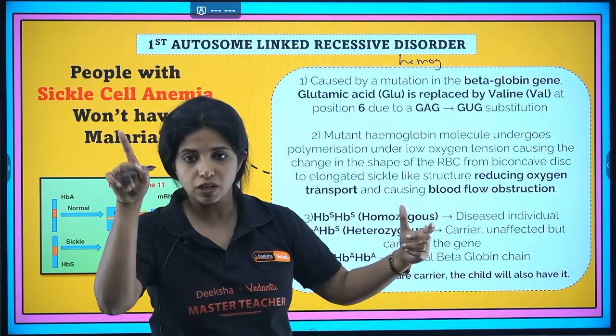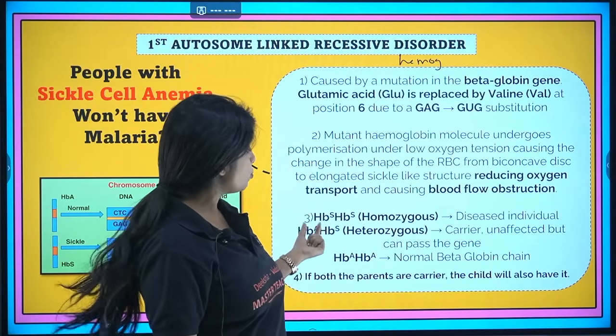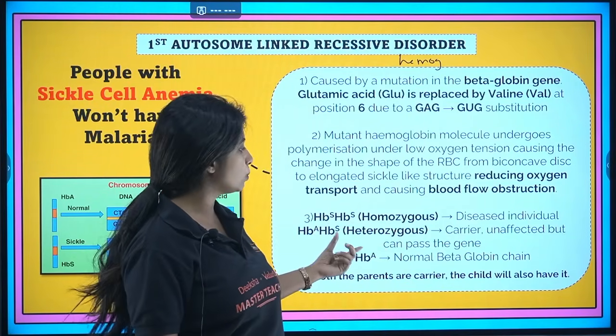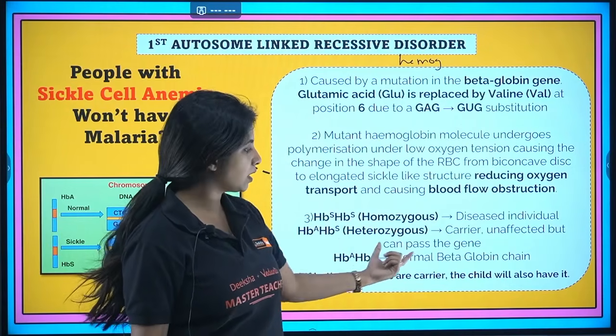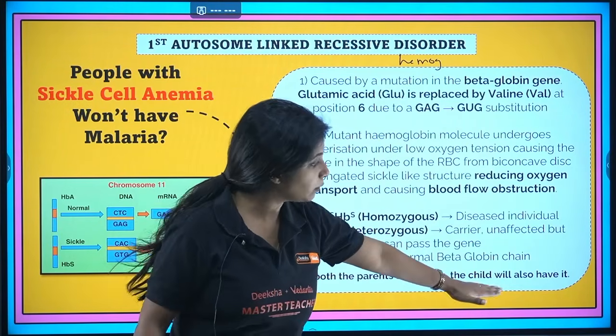Why? Because it is sickle cell shaped. So oxygen transport is going to be less and clotting can also happen. HbS homozygous condition means a diseased individual is being formed. HbS heterozygous, they are going to be just carriers. And HbA is the normal beta globin gene that is going to be produced. If both the parents are carriers, the child will also have it.